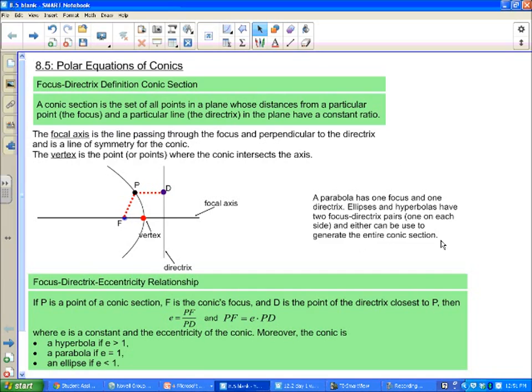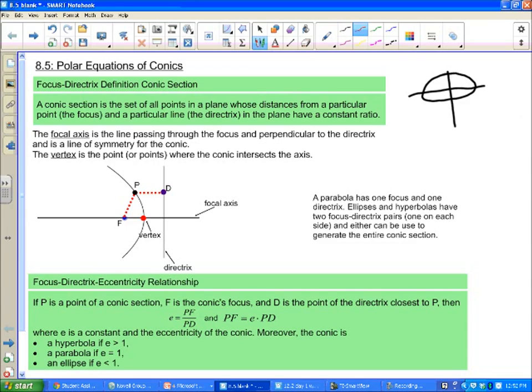So to make this make a little more sense, look over here at the side. A parabola has one focus and one directrix. Ellipses and hyperbolas have basically two pairs. So maybe if I actually draw a picture over here of an ellipse, this could be horrible looking. But let's say this is our ellipse. Basically what's going to happen is we've got these two foci, and so we end up with a directrix over here, and we end up with a directrix over here. So that's basically what's going on.